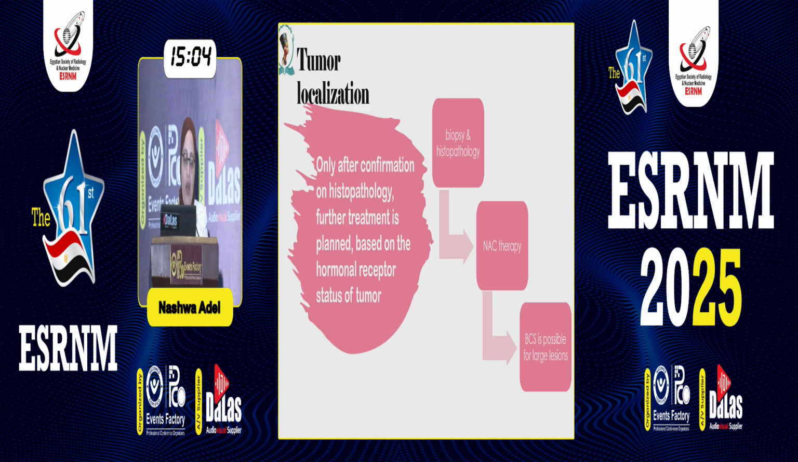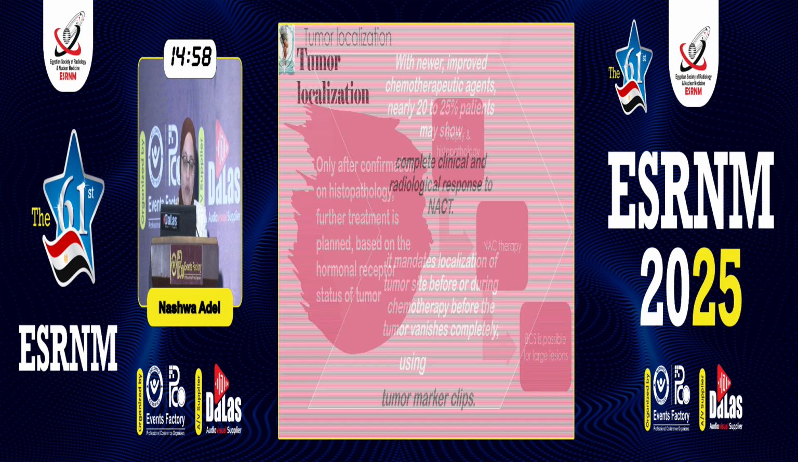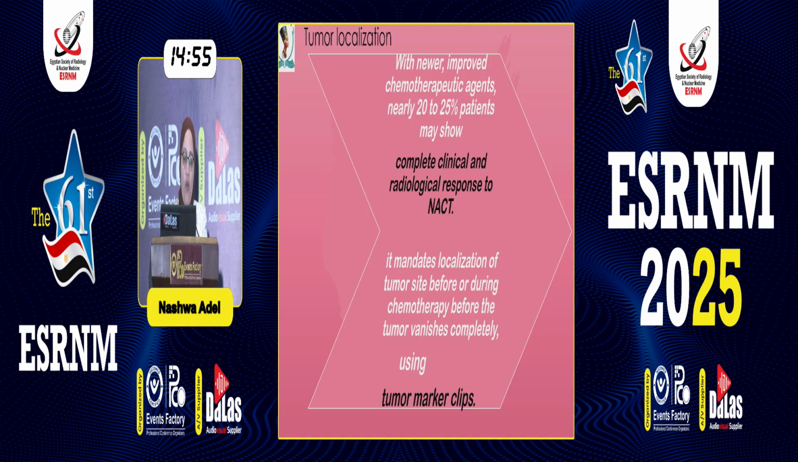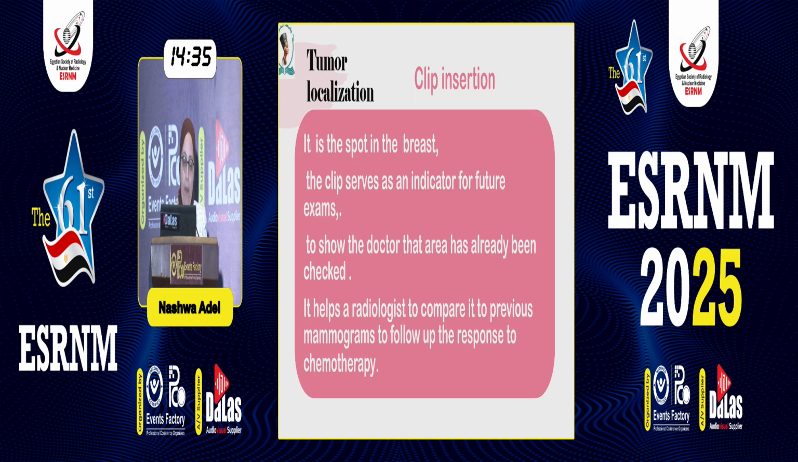Only after confirmation by histopathology, further treatment is planned based on the hormonal receptor status of the tumor. With the newer improved chemotherapeutic agents, nearly 20 to 25 percent of patients may show complete clinical and radiological response to the neoadjuvant chemotherapy. It mandates localization of the tumor site before or during chemotherapy, before the tumor vanishes completely. And this is done by using a tumor clip.